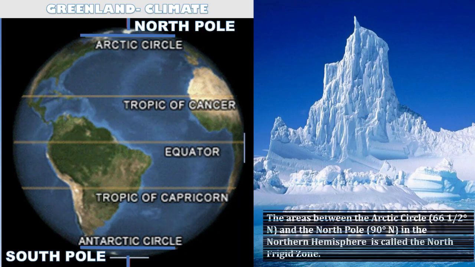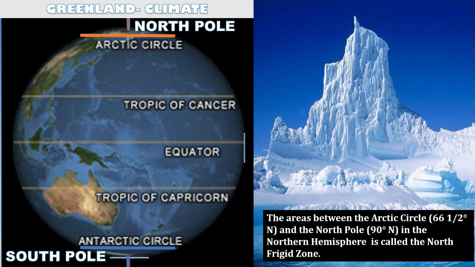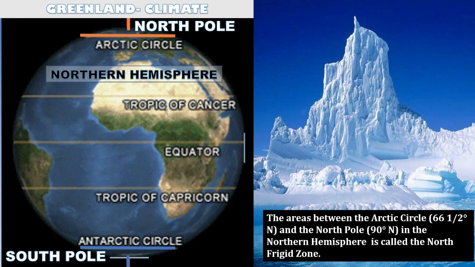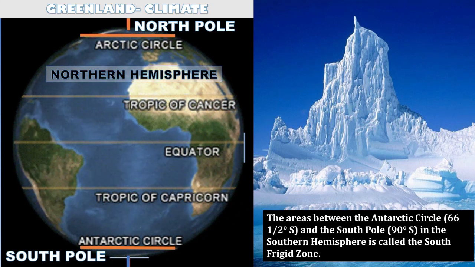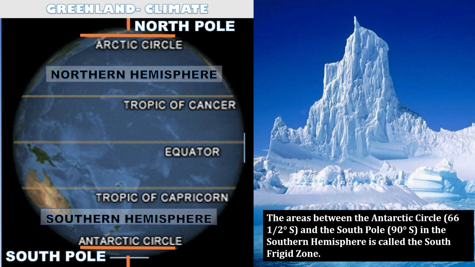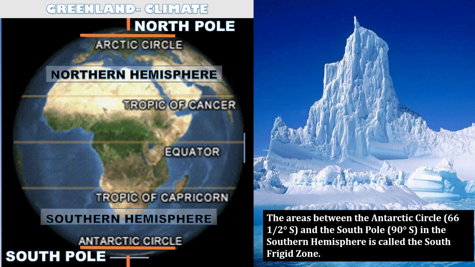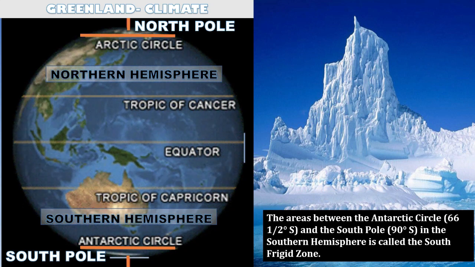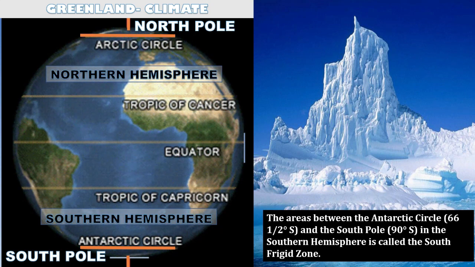Now, what are frigid zones? Frigid zones are the areas between the Arctic Circle, 66.5 degrees north, and the North Pole, 90 degrees north, in the northern hemisphere, which is called the North Frigid Zone, and the areas between the Antarctic Circle, that is 66.5 degrees south, and the South Pole, that is 90 degrees south, in the southern hemisphere, is called the South Frigid Zone. So we have two frigid zones. They are the North Frigid Zone, which lies in the northern hemisphere, and the South Frigid Zone, which lies in the southern hemisphere. So as the Arctic Circle passes through the southern part of Greenland, we can say that Greenland lies in the North Frigid Zone in the northern hemisphere.